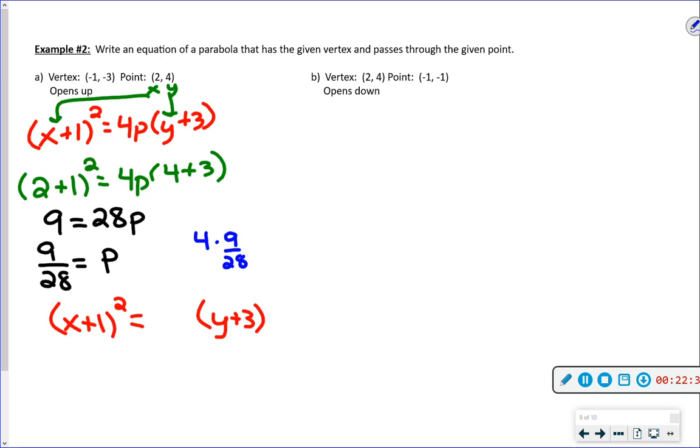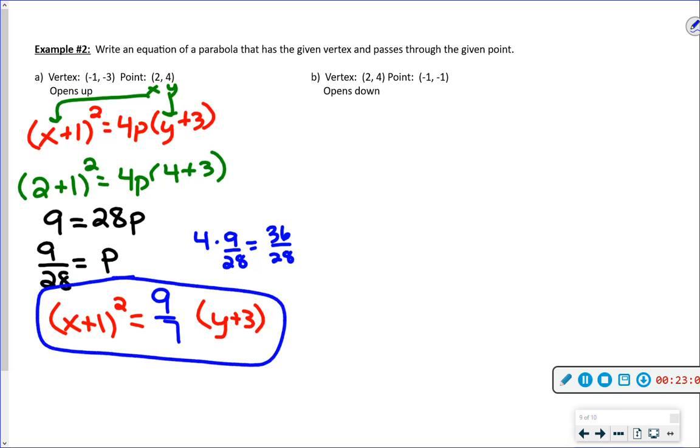So 36 over 28, does that reduce? 4 goes into here how many times? 9. And 4 goes into there 7. So 9 over 7 I'm going to put in my equation.